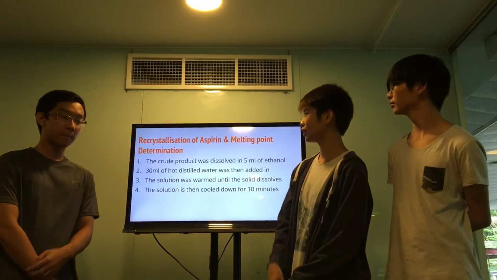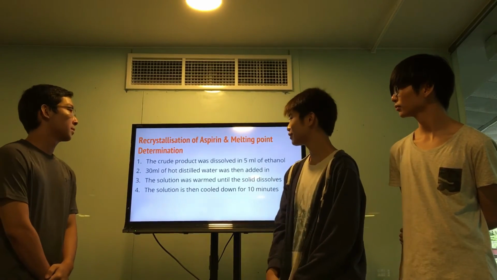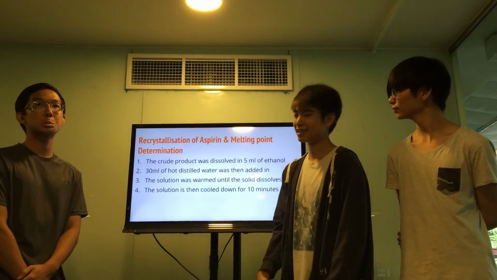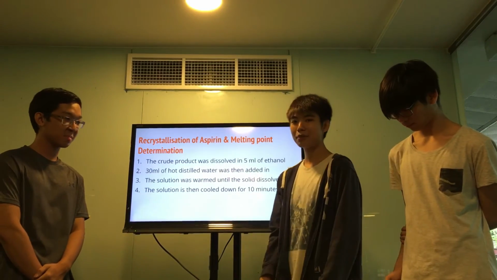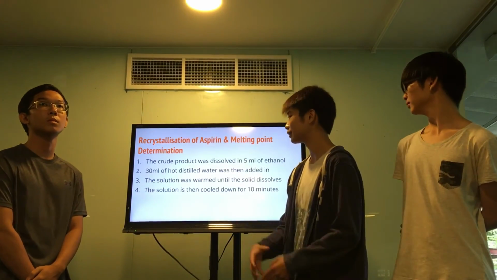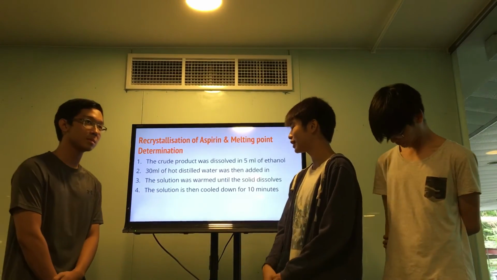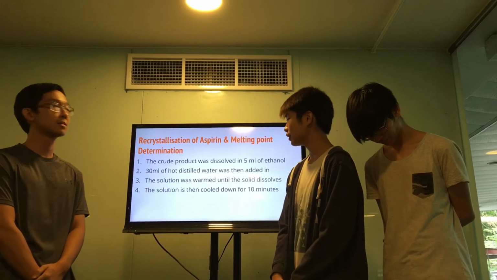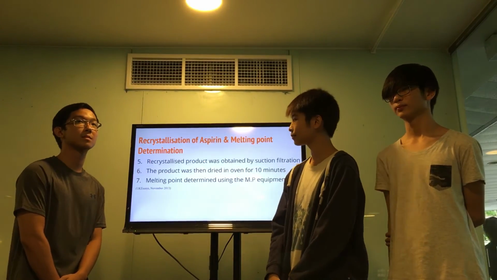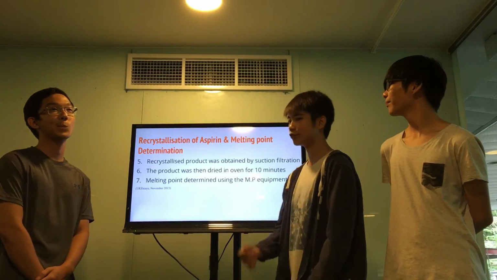Next is the recrystallization of aspirin and melting point determination. So what are the steps that we use? Firstly, we dissolve the crude product in ethanol for the recrystallization step. Then we add 30 ml of hot water into the mixture, and we warm the solution using the water bath and hot plate until the solid dissolves. The solution was then cooled down to allow the crystals to recrystallize. The recrystallized product was then obtained through suction filtration.